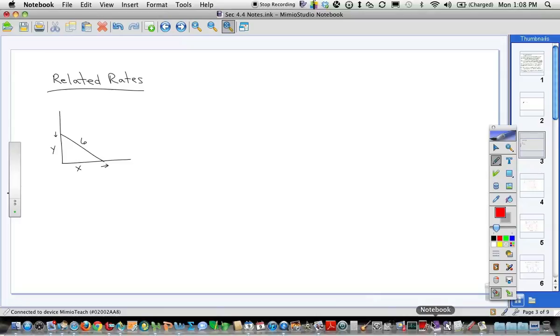So let's think back to the problem. The problem said the 6-meter ladder was sliding down the wall. They wanted us to find how fast the top of the ladder was sliding down the wall when the top of the ladder was 5 meters off the ground. So let's write down what they just told me. First of all, what is it they want me to find?